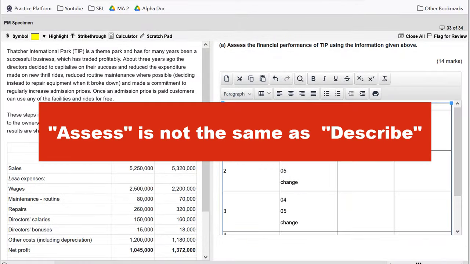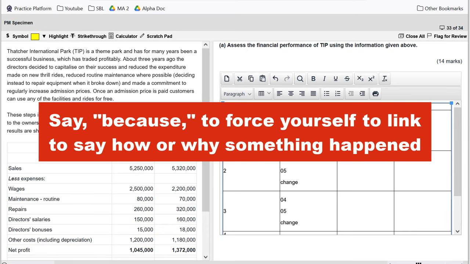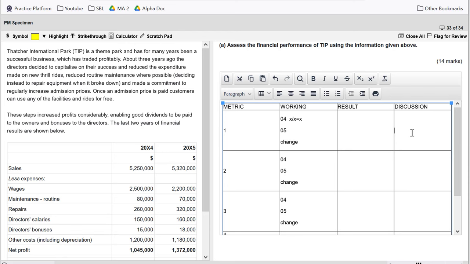When you get onto the discussion part, when you are evaluating or assessing performance, you have to remember, assessing is not describing performance. You're not going to repeat what your numbers say. To get the mark, and it's an easy mark, you make a judgment. Evaluating or assessing is showing judgment. Is the change a good thing or a bad thing? You've got to say that. It's a positive or a negative change. Then you've got to say because. Use the word because. Say how or why something happened. Link it to some clue in the scenario or to another figure that might be related.